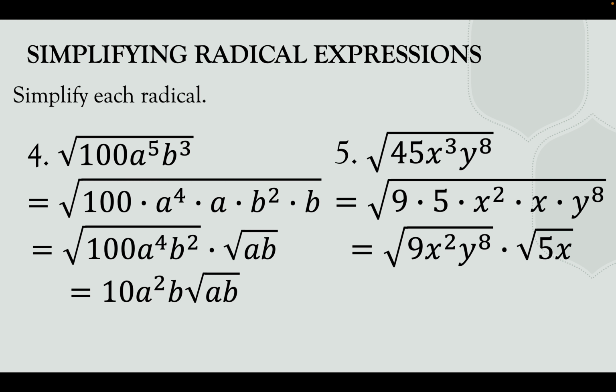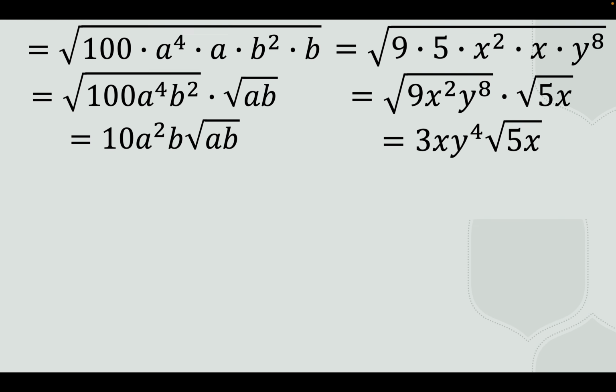So we have here square root of 9 x squared y raised to 8 times square root of 5x. And then simplify, square root of 9 is 3, square root of x squared is x, square root of y raised to 8 is y raised to 4. And then copy square root of 5x. So your final answer is 3x y raised to 4 square root of 5x.